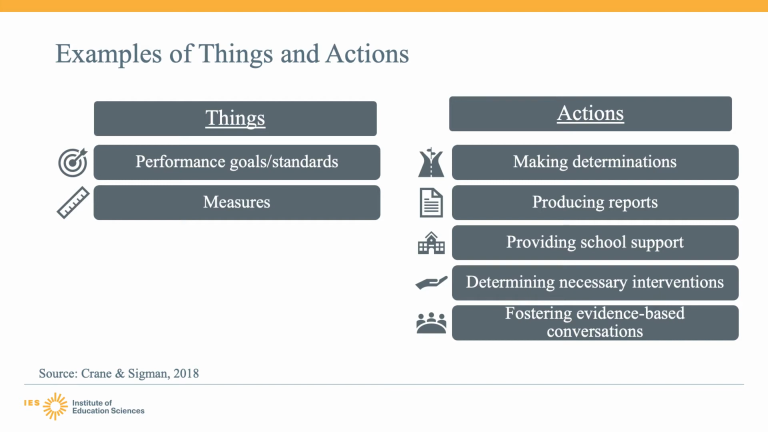When we're talking about the pieces of the accountability system, I think it's helpful to distinguish things that the assessment and accountability data can provide, and then actions that those in the system might take. So things would be what we measure or what the goals are, standards. Actions would be things like making determinations about student or school progress, generating reports, providing support, figuring out what interventions might be needed, and making sure that we have evidence-based conversations. Next slide.